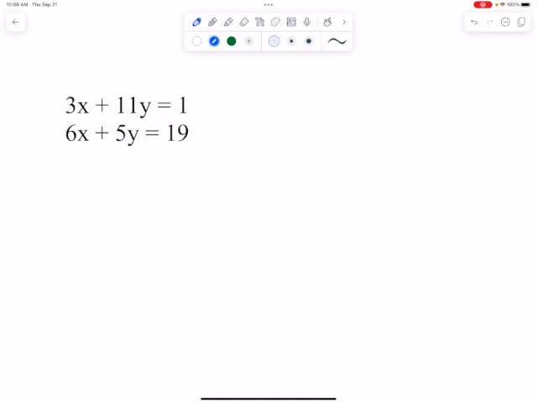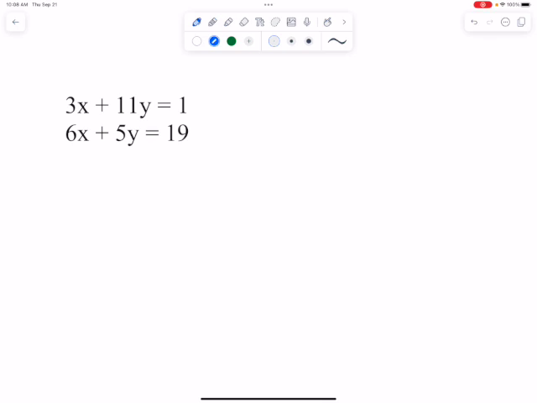In this system, we don't have opposites to begin with for x's or y's. The y's we could turn into opposites, but we would end up needing to either use some fractions or multiply both equations by numbers. However, if we look at the x's, we have 3x and 6x.